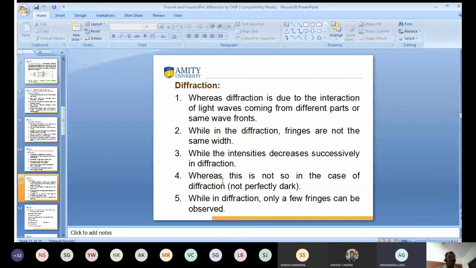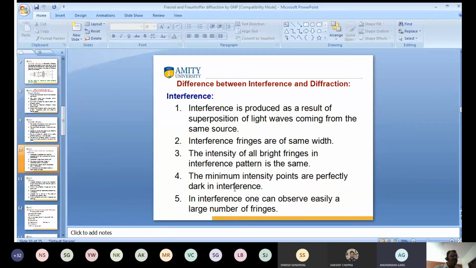Whereas this is not so in the case of diffraction. In diffraction, we are not getting perfectly dark. So this is the fourth point, the difference between interference and diffraction.